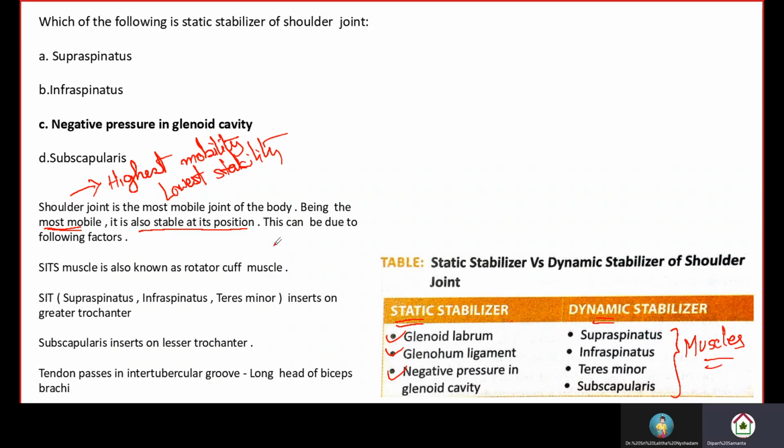So this can be due to the following factors. First of all, SITS muscle. What is SITS muscle? S for supraspinatus, infraspinatus, teres minor, subscapularis. This SITS muscle is also known as rotator cuff.